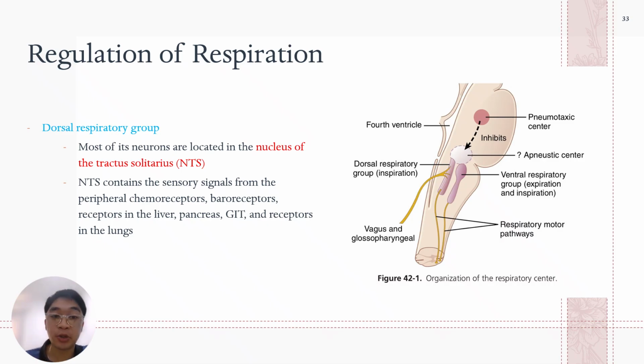For the dorsal respiratory group, most of its neurons are located in the nucleus tractus solitarius, or NTS. The nucleus tractus solitarius is like a common endpoint wherein the sensory signals from the peripheral chemoreceptors, the baroreceptors, the receptors in the liver, the pancreas, the gastrointestinal tract, and the receptors in the lungs will send their signals toward the nucleus tractus solitarius, and it will then tell the dorsal respiratory group to increase the inspiration.